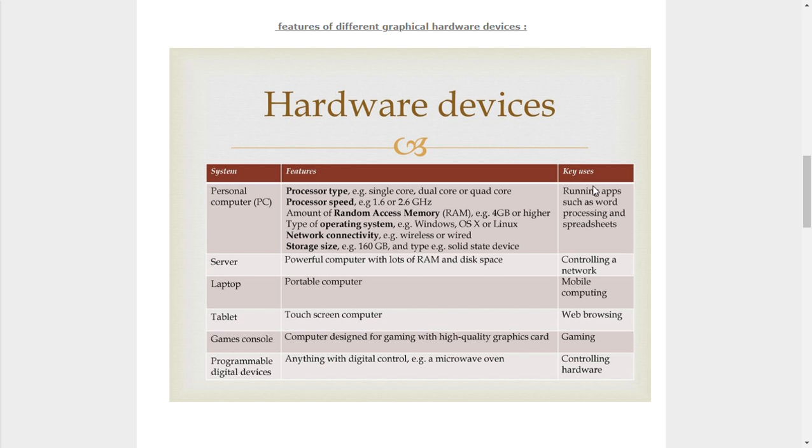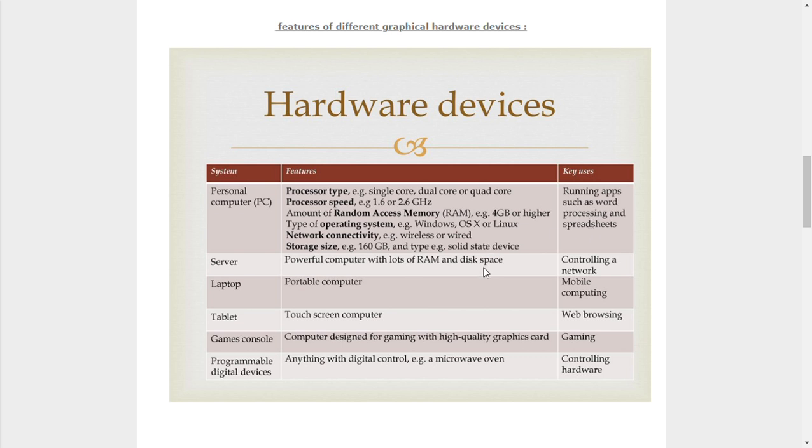So the key users are running apps such as word processors and spreadsheets. A word processor is something you should have all used, and it also depends on the speed and the RAM. So basically everything that concludes here will be used as a word processor and a spreadsheet.